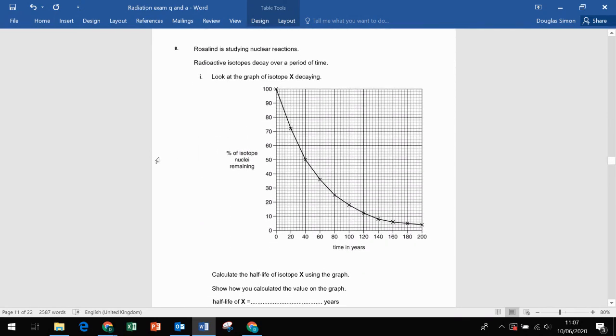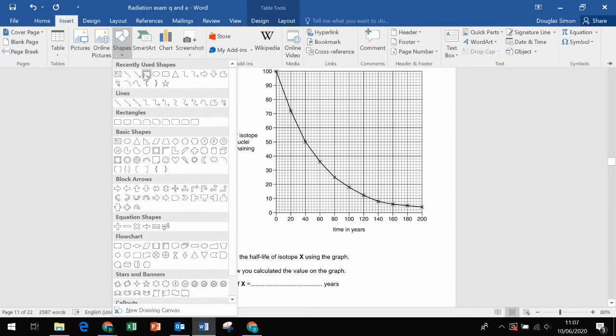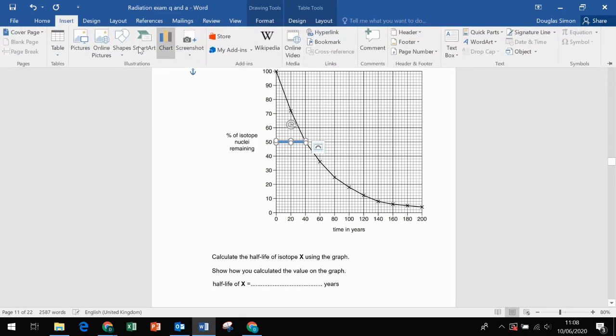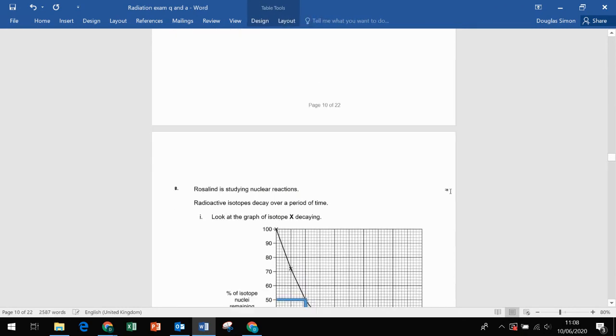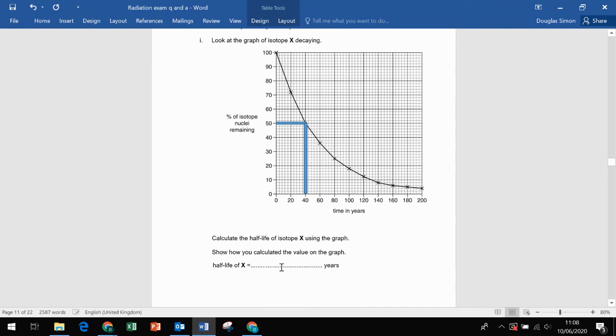Question 9. Rosalind is studying nuclear reactions. Radioactive isotopes decay over a period of time. Look at the graph of isotope X decaying. Calculate the half-life of isotope X using this graph. So very similar to the previous question, we need to look at the percentage remaining, and when the percentage is decreased by half, then we know that is the half-life, so then we can find the time. So if we go down on the graph, obviously I'm doing a much thicker line than you would draw in pencil, but you can see 50% results in a time of 40 years.